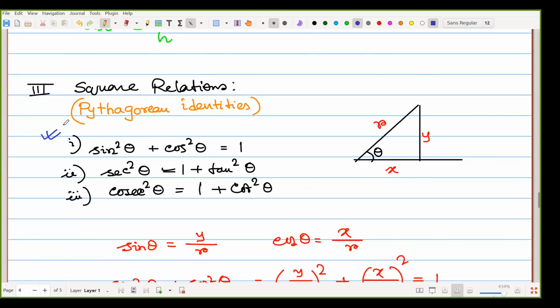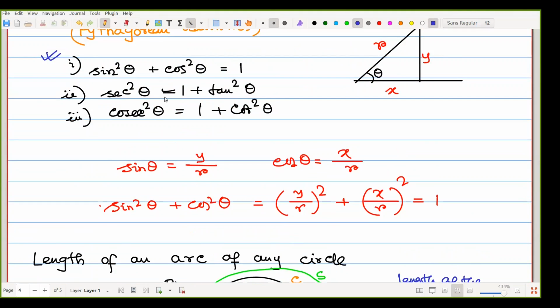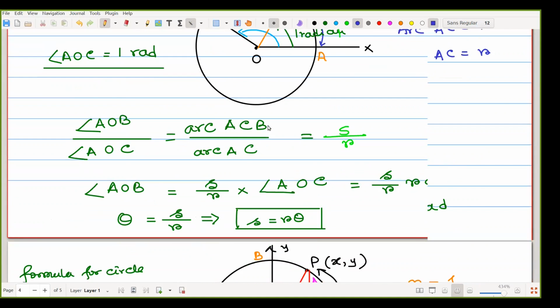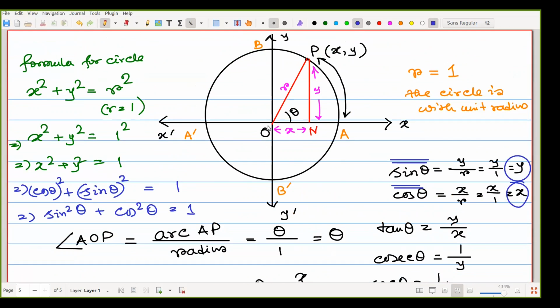In the same way, we can find out sec square theta is equal to 1 plus tan square theta, and cosec square theta is equal to 1 plus cot square theta, from that particular diagram or from the first relation. No problem.